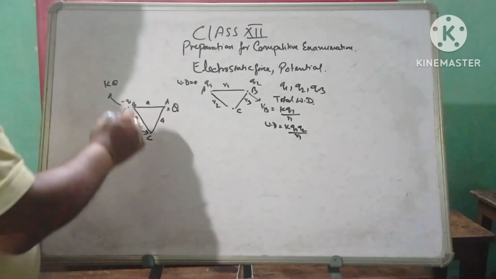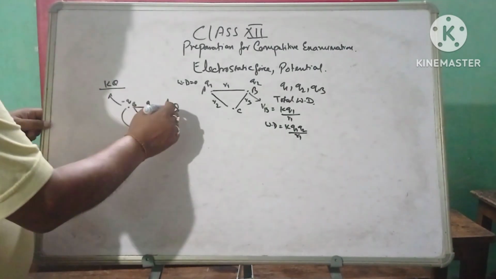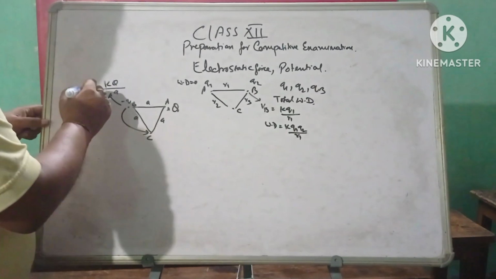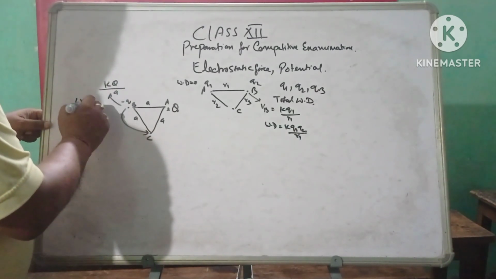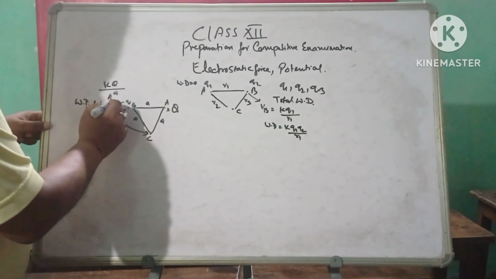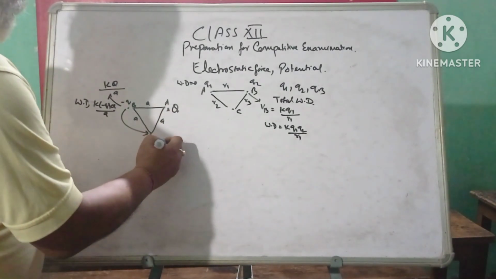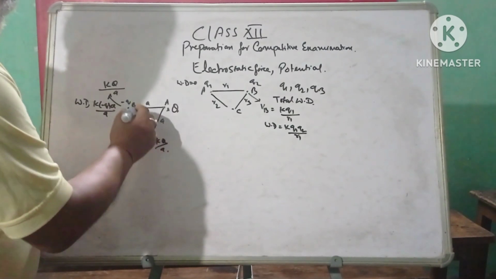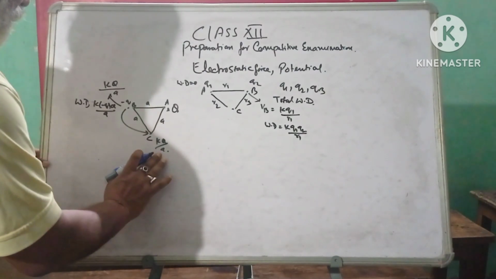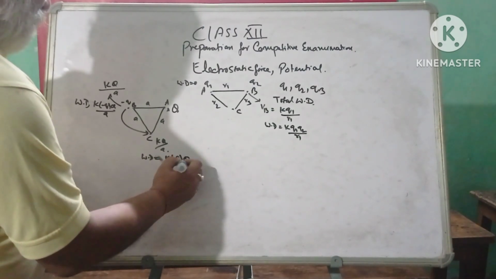Now because of the potential here, because of this charge, the potential is KQ by A, and the work done here, for the charge minus Q, will be K minus Q by A. Same here: the potential will be KQ by A, and the work done in bringing this charge from here to here will be K minus Q by A, meaning Q by A.